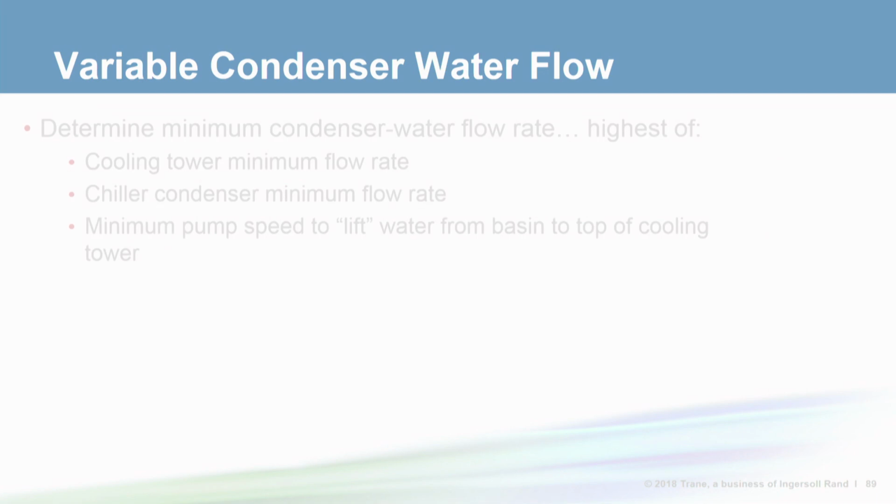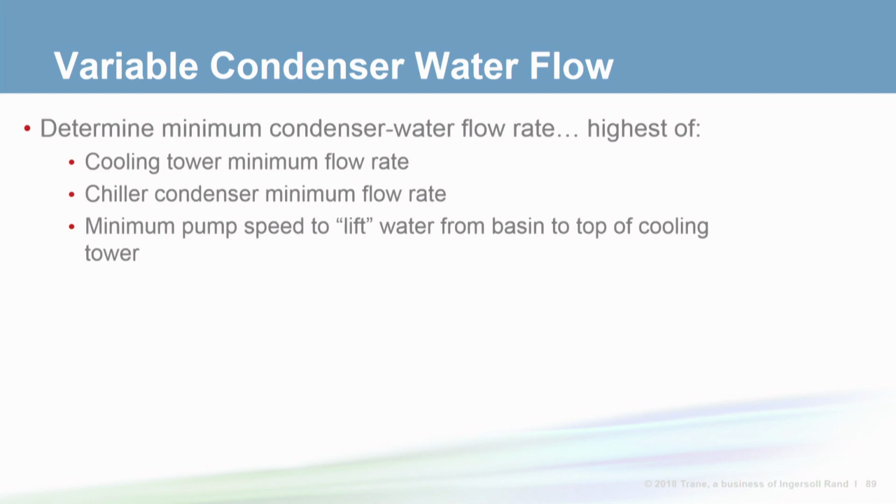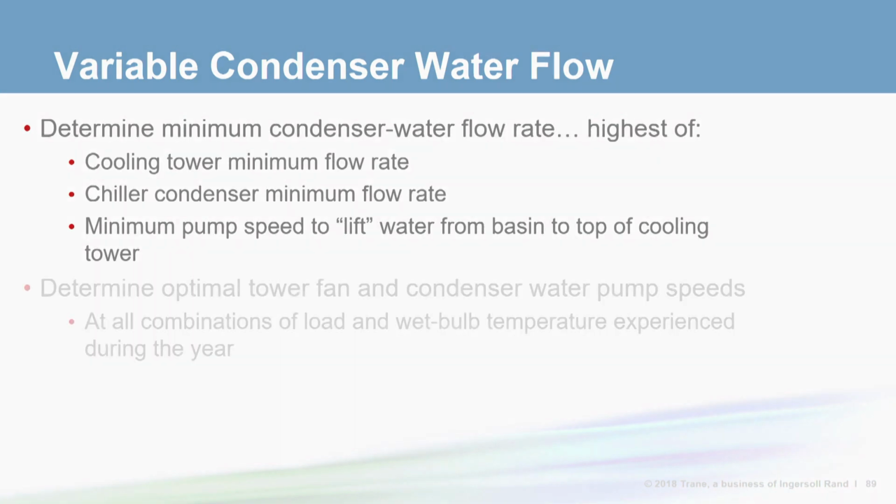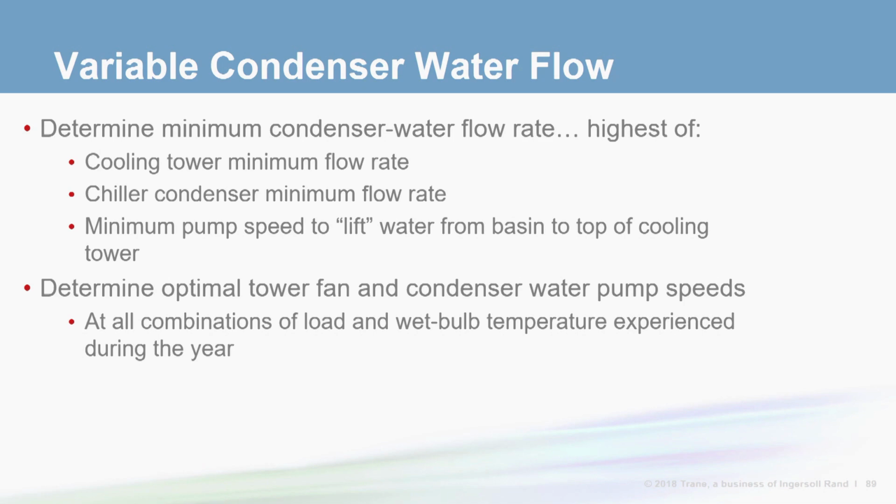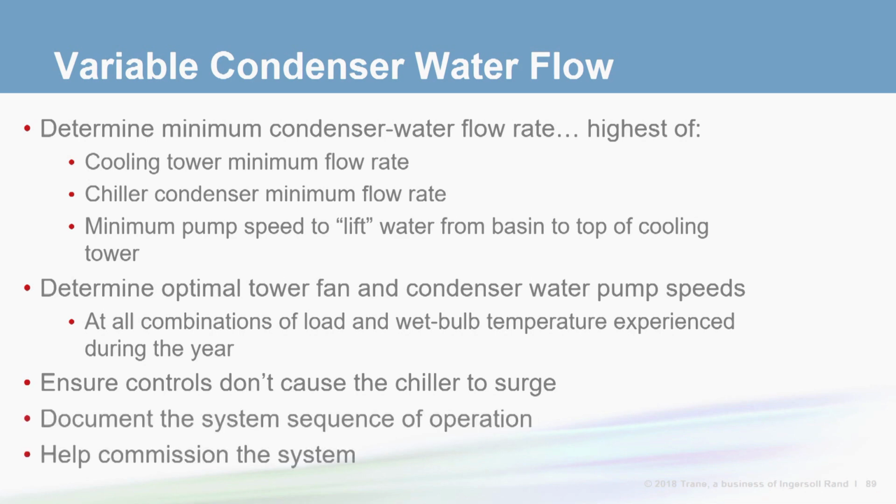In order to properly apply dynamic condenser water pump control takes some work. First, the flow rate has to stay above the minimum flow rate as defined by the highest of minimum tower flow, minimum chiller flow, or the flow to produce the static lift in the open portion of the condenser water system. Then, at each operating point during the year, determine the optimal condenser water pump and cooling tower fan speeds, and make sure you don't reduce the pump speed at conditions that will cause the chiller to surge. Finally, make sure the sequence is documented and properly commissioned.